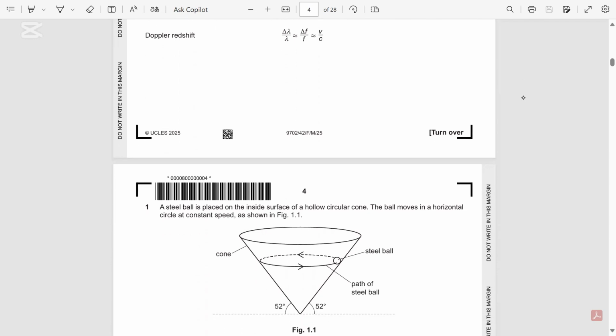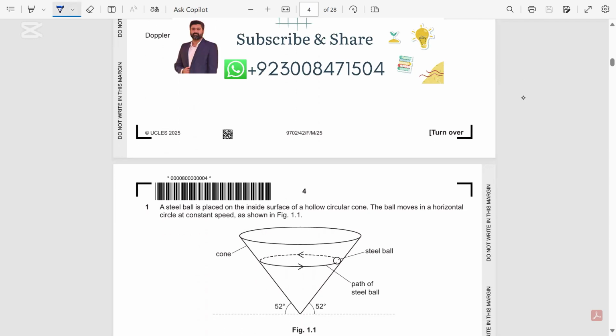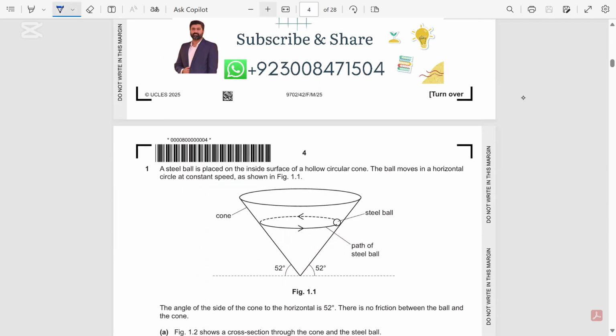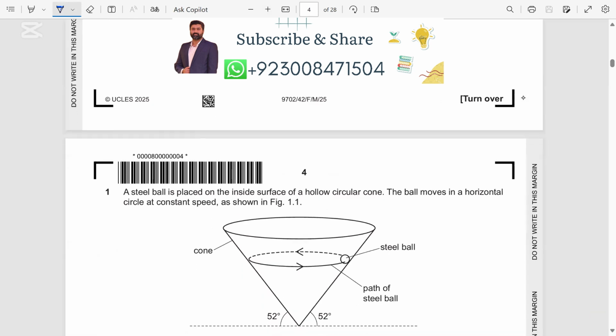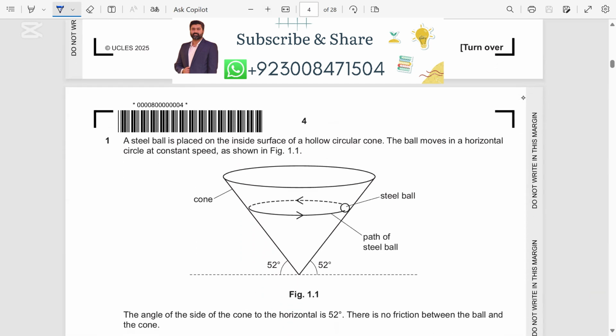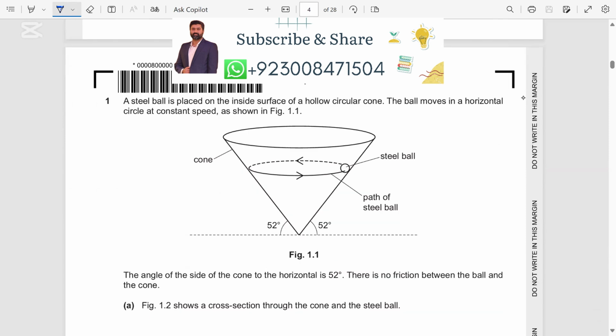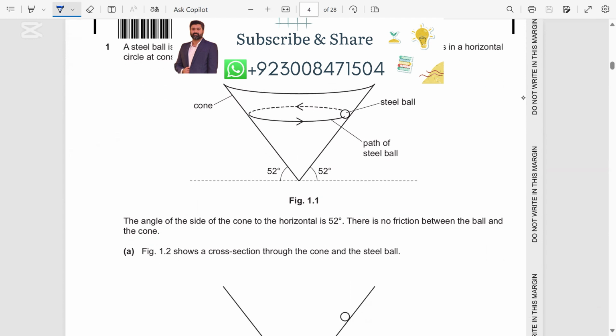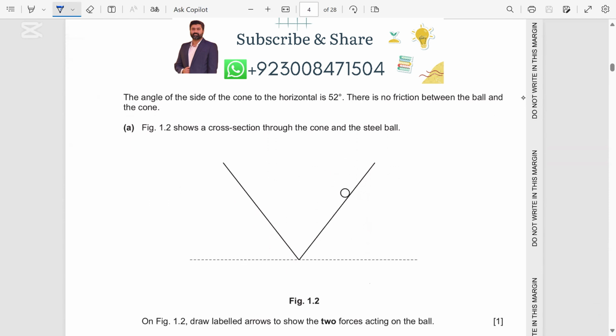A steel ball is placed on the inside surface of a hollow circular cone, right? As you can see here, the ball moves in a horizontal circle at constant speed as shown in figure 1.1. The side of the cone to the horizontal is 52 degrees, as you can see. There is no friction between the ball and the cone. Figure 1.2 shows a cross section through the cone and the steel ball, right? So this is the cross section that you can see here.